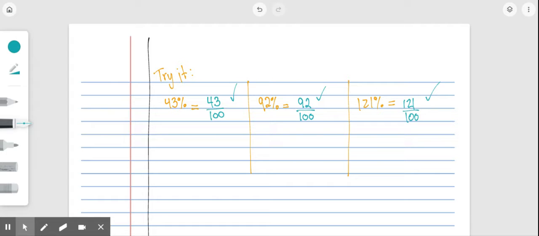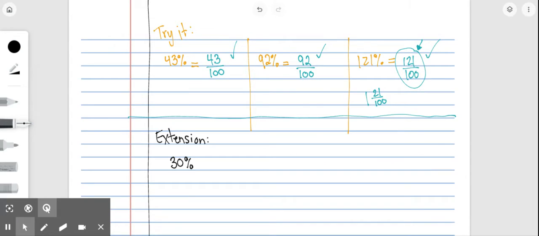Now, if you took it an extra step and you rewrote this as a mixed number because you noticed the numerator was bigger, you would have 1 and 21 hundredths. This is also an acceptable answer. But 121 out of 100 is perfectly fine. You can keep it that way. Give yourself stars for that. Nice job.